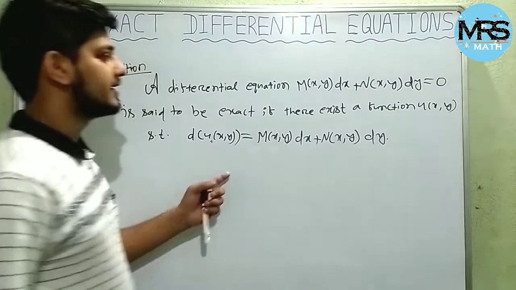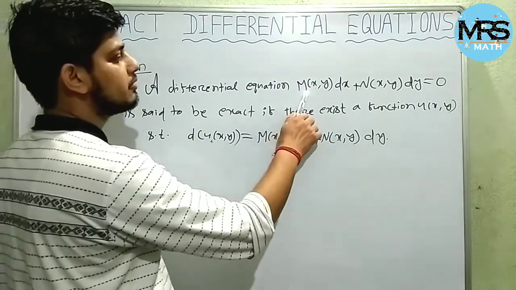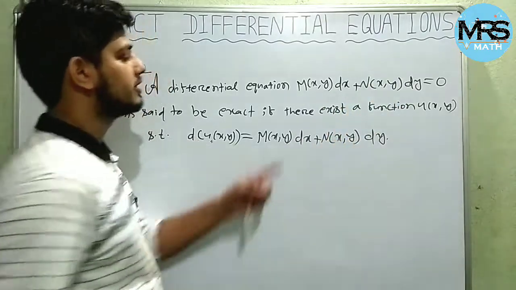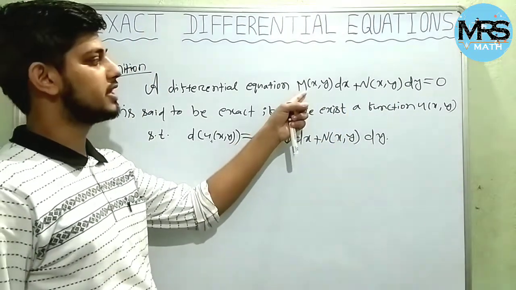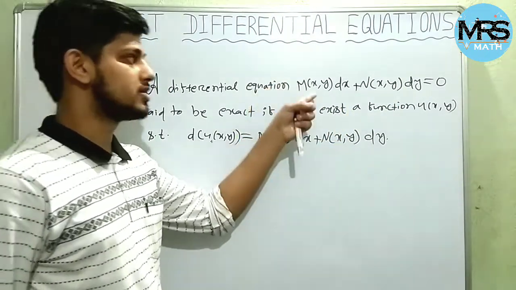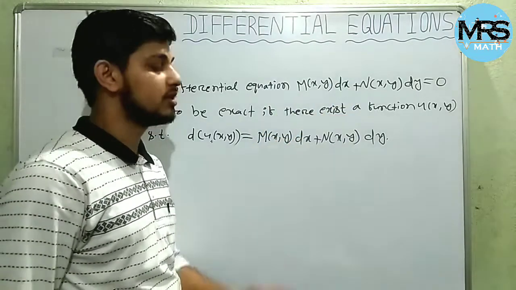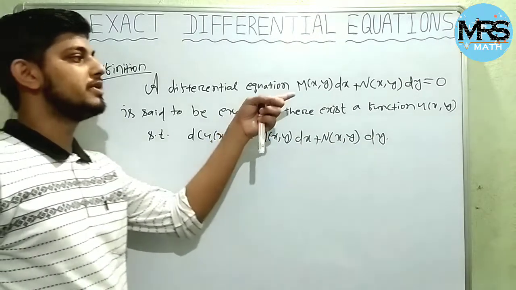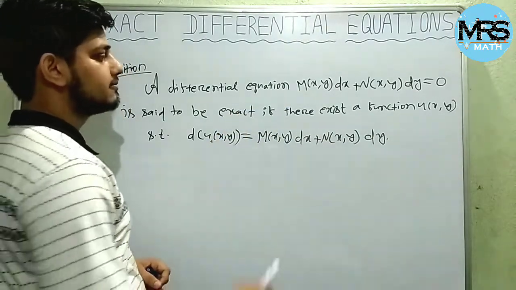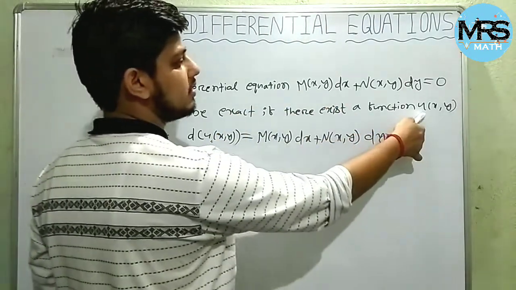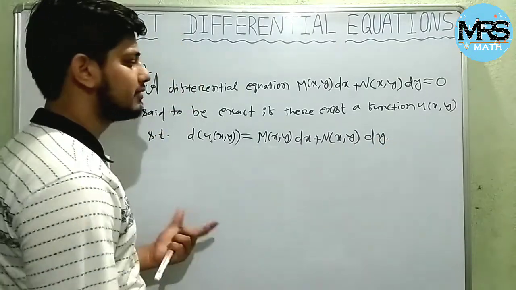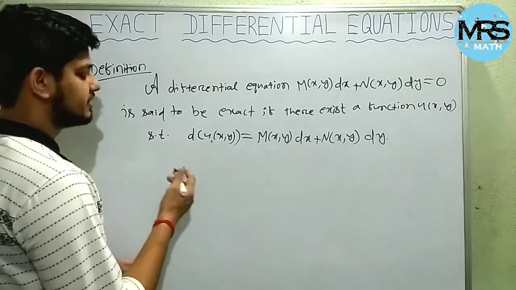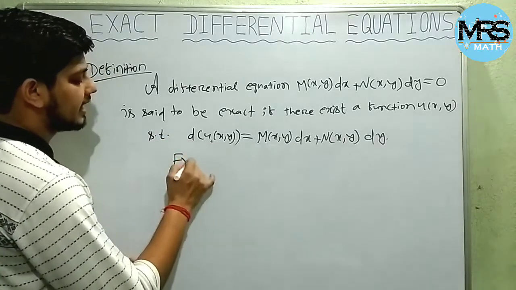Okay students, so a differential equation M(x, y) dx + N(x, y) dy, here M is a function of x and y, and N is another function of x and y. We say this differential equation is exact if we can find a function u, which is a function of x and y, such that we can write it in this way. So let us verify this definition by taking an example.